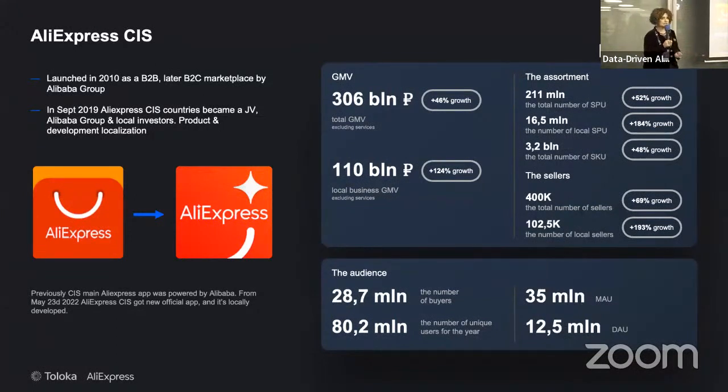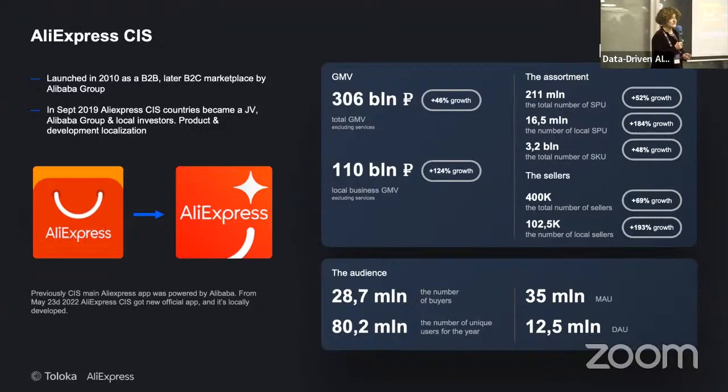So what is AliExpress CIS? It's actually a unique thing because AliExpress CIS is a joint venture. We have Alibaba as our investor, and we also have local investors. AliExpress CIS sells items from Chinese sellers to people in 10 countries in CIS, such as Uzbekistan, Turkmenistan, Tajikistan, and so on. So you can easily guess we're big in buyers, right? We are also quite big in sellers. We have more than 400,000 sellers on the platform.